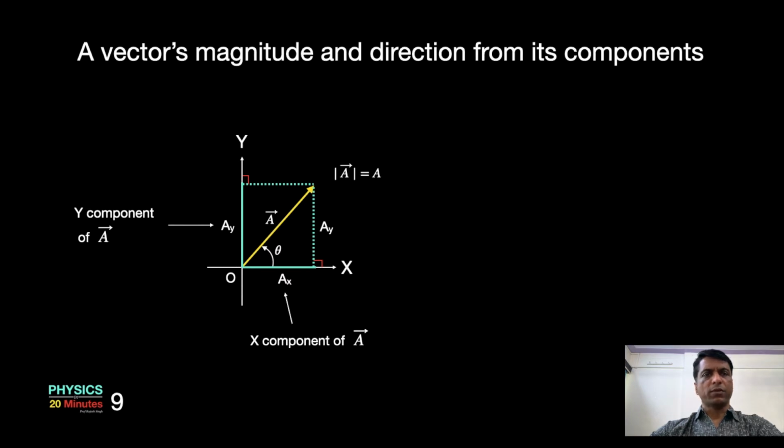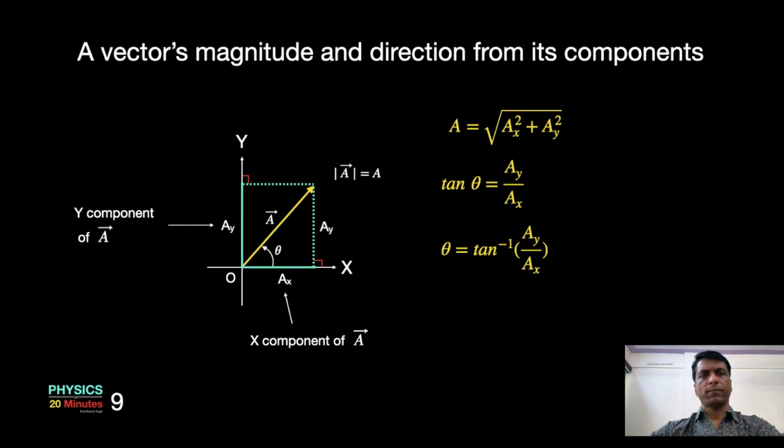If you look at the diagram carefully, ax, ay and A form a right angle triangle. So by using Pythagoras theorem, we can write A is equal to root of ax square plus ay square, and tan theta can be written as side opposite upon side adjacent. Side opposite to theta is ay, side adjacent to theta is ax, so it can be written as ay upon ax. Therefore theta is tan inverse ay by ax. Sometimes it is also written as arctan ay by ax.